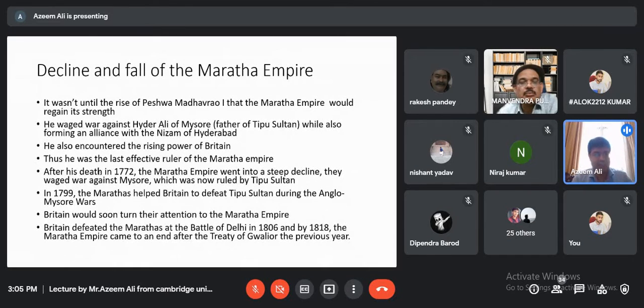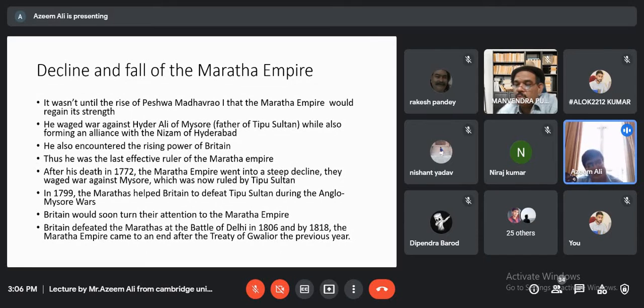It wasn't until the rise of Peshwa Madhavrao I that the Maratha Empire would regain its strength. He waged war against Hyder Ali of Mysore, who was the father of Tipu Sultan, while also forming an alliance with the Nizam of Hyderabad, and he encountered the rising power of Britain. Thus, he was the last effective ruler of the Maratha Empire.